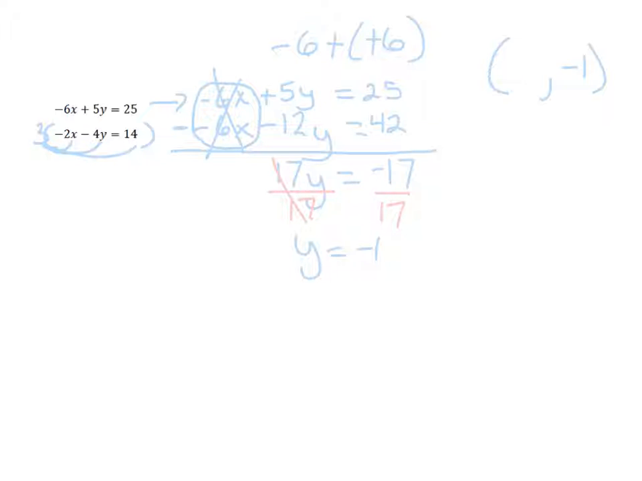So when looking at these equations, they both don't look that great, so you need to choose the top or the bottom to work with. In this case, there's less negatives in the top equation, so I'm going to use that one to work with. So I have negative 6x plus 5y equals 25. That negative 1 is going to go in for y.